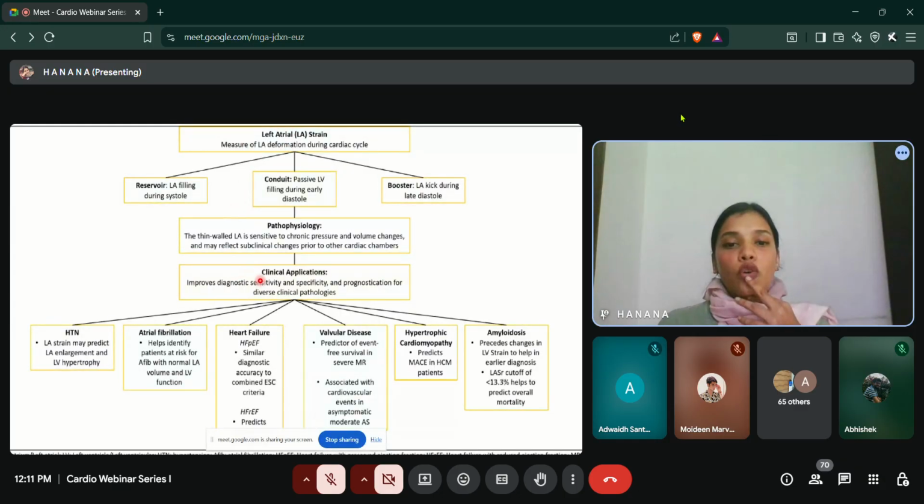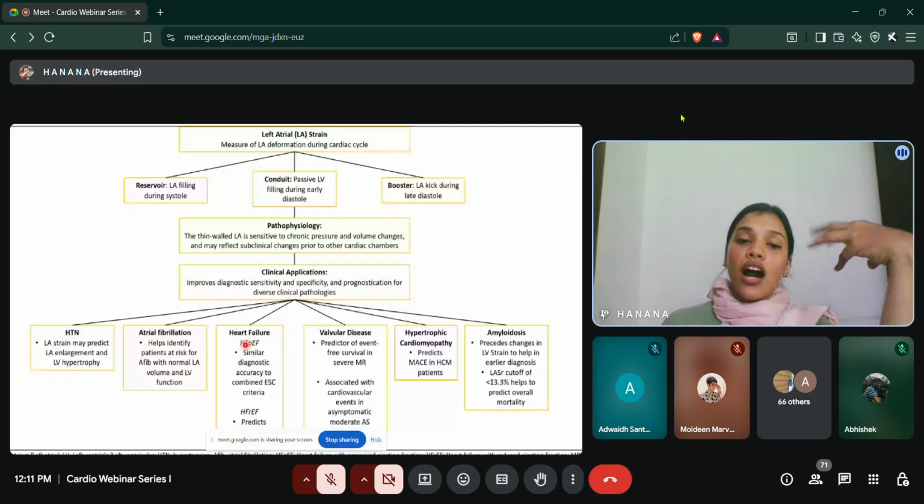So, what are the clinical applications? For a hypertensive patient, LA strain predicts left atrial enlargement and left ventricular hypertrophy. If the patient has atrial fibrillation, it will identify patients who are at risk of AFib, who have a normal LA volume and LV function. And in heart failure with preserved ejection fraction, we will get a similar diagnostic accuracy.